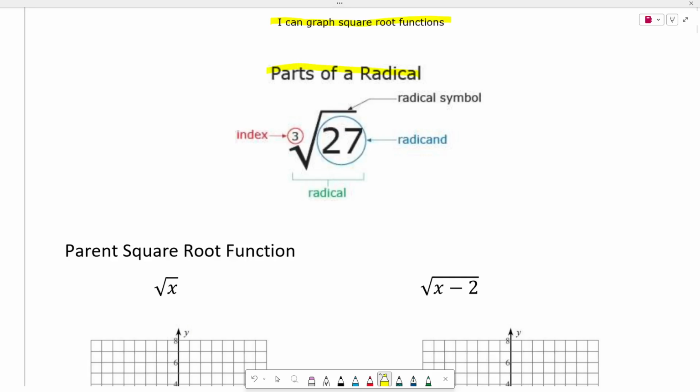We have our index. The index here is the number of the root that we're taking. The ones we're going to be looking at today are going to be square roots, so it's a 2. There won't be a number necessarily in there. If there's not one, it's understood to be 2. This is our radical symbol, the little house looking thing over it with the check mark looking thing in front of it. That's a radical. The number on the inside is what we call our radicand, and the whole thing here is a radical.